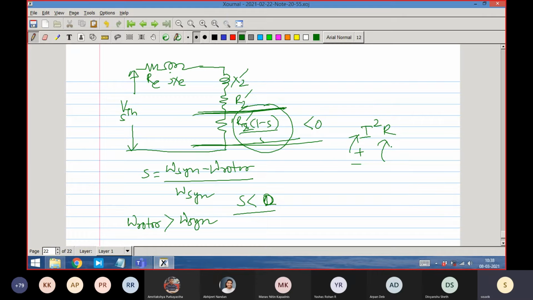It is a kind of metaphorical resistance. It is not a physical resistance. So suppose this conceptual resistance is negative. What does it imply? This implies the power P is less than 0. Now, what is P less than 0?